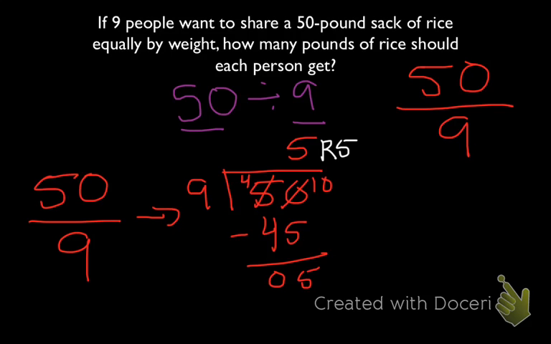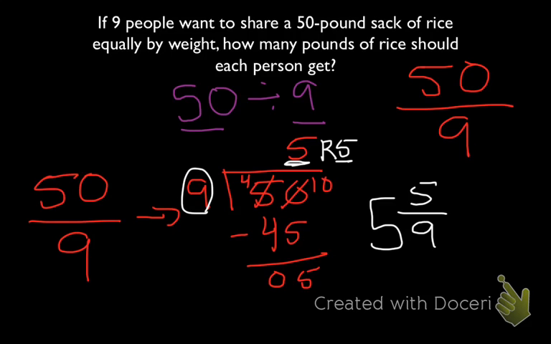If we represent this as an equation, this 5 is our whole number, and this remainder 5 becomes the top of our new fraction, the numerator, and our denominator is down here on the bottom as 9. So if 9 people want to share a 50-pound sack of rice equally by weight, each person would get 5 5/9 pounds of rice.